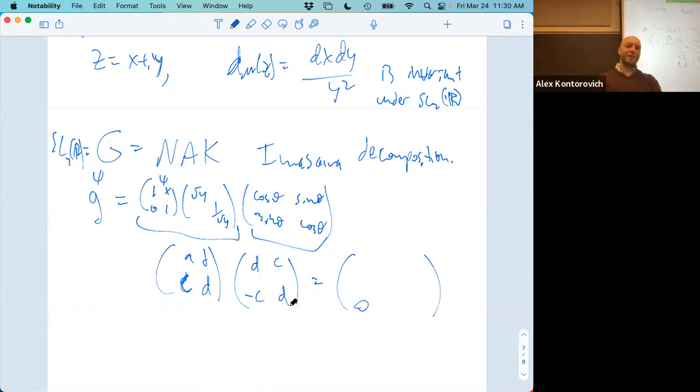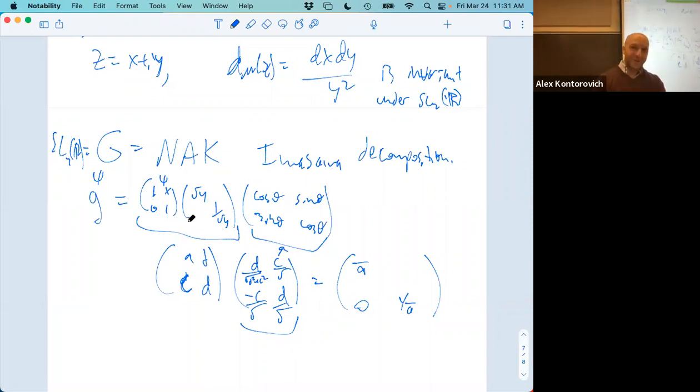But of course, the determinant of this is D squared plus C squared. So that's not 1. So I have to divide by the square root of D squared plus C squared. And if I do that everywhere, now this is a matrix of that form. I'm going to call this A bar, 1 over A bar. It has to be 1 over because the original determinant was 1. I'm multiplying by something with determinant 1.